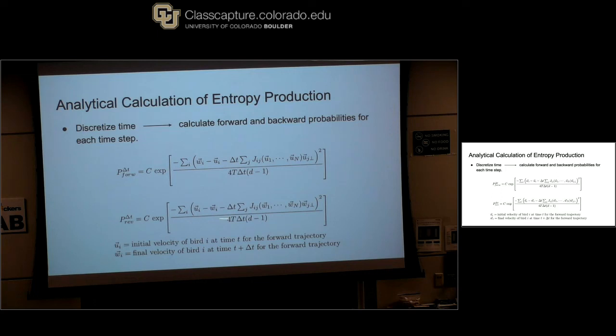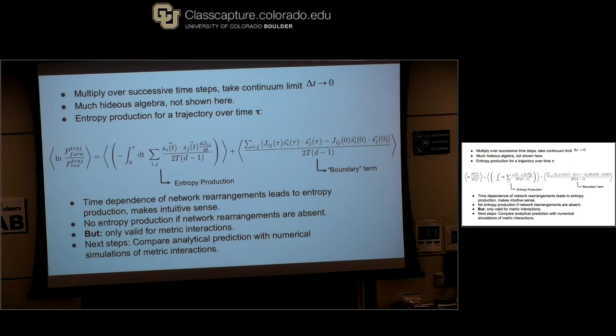And then similarly, we can calculate the probability for the reverse trajectory. So you start off at minus w and you end up at minus u, because the signs of the velocities are flipped when you reverse time. Having obtained this ratio for one time step, we just multiplied those values over an entire trajectory, and then we took the continuum limit where we set delta t to 0.